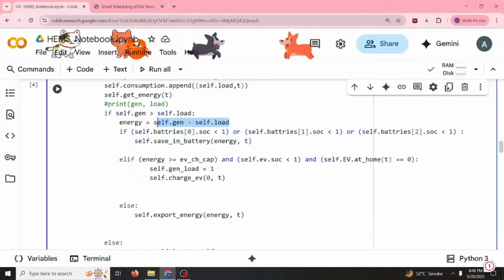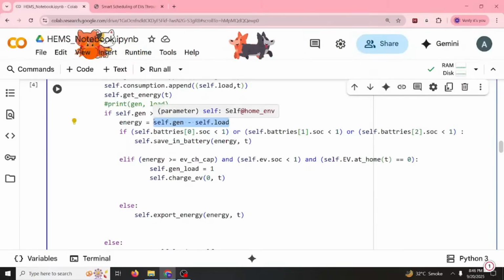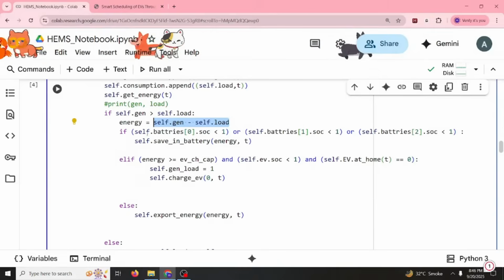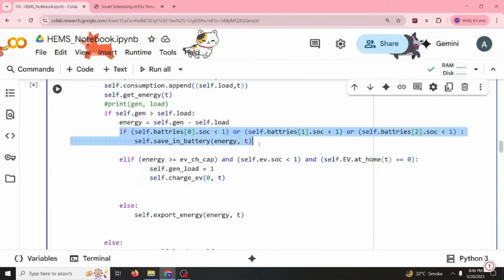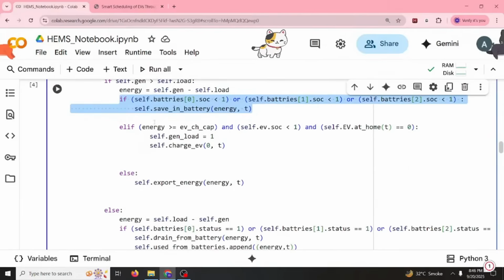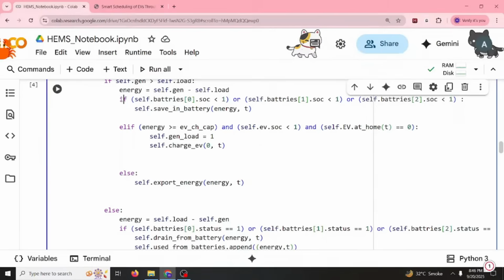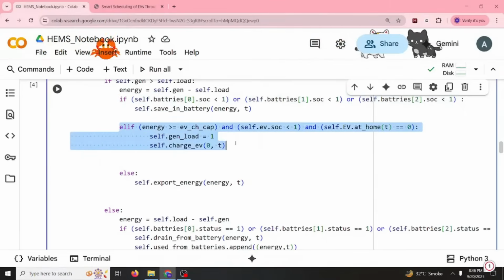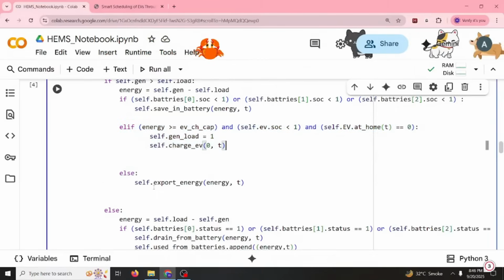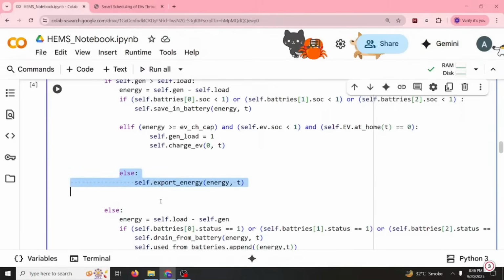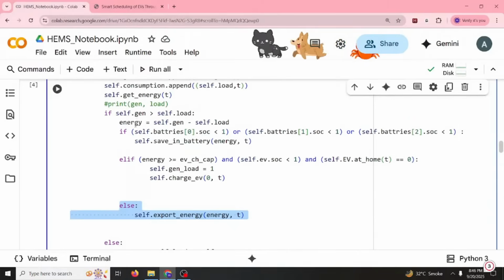That energy is after fulfilling the load. So the first priority is the load, that means the consumer's comfort is the first thing. Then we save the extra amount of energy, and even if all the batteries are full, then we can also charge the electrical vehicle.